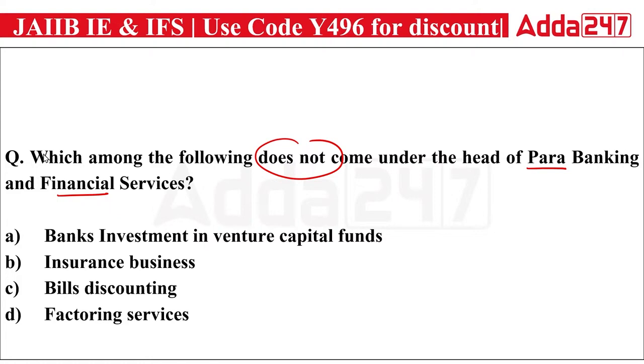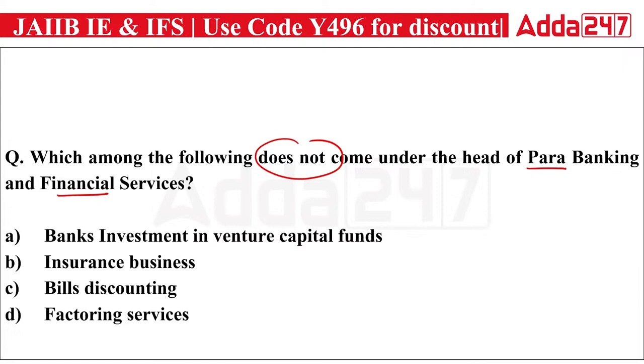So bank's investment in venture capital funds is actually a parabanking service. We have just seen that. Okay, insurance business. Insurance is a third party product of a bank. Insurance is not a product of a bank, but a product of an insurance company. But the bank sells this insurance policy to customers to earn commission. So obviously insurance is a third party product.